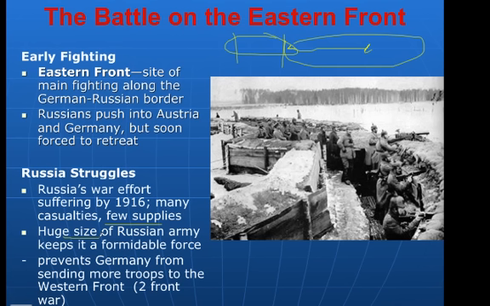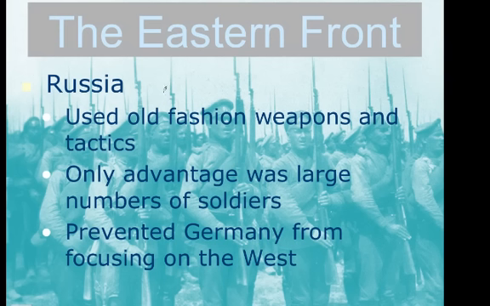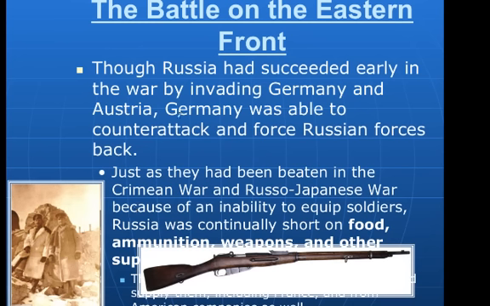But what they do is by keeping the fighting on the Eastern Front going, the Germans have to basically fight on both fronts. This is what's called a two-front war, because they have to fight the French over here, and they've got to fight the Russians over there. So it's a two-front war. It's like having to fight two people at once. The Russians used old-fashioned weapons and old-fashioned tactics. Their only advantage were their numbers, and it basically distracted the Germans from focusing on the Western Front.